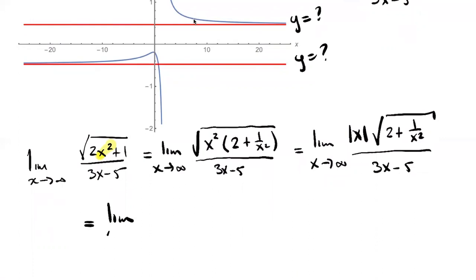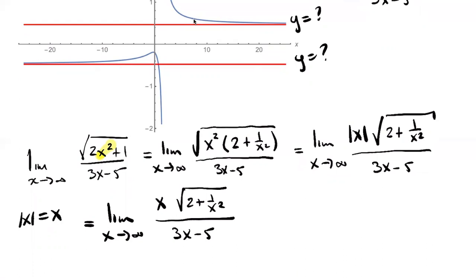So I'm going to write this as the limit as x goes to infinity of just x times that square root term over 3x minus 5. Why is that true? Because the absolute value of x is x if x is positive, and our x is positive. It's going to infinity. And now I'm going to divide everything, numerator and denominator, by the highest power of x. Be careful, this is a product there. It's not a sum. So when I divide everything by the highest power of x, I'm going to write the limit as x goes to infinity of x over x times that square root.